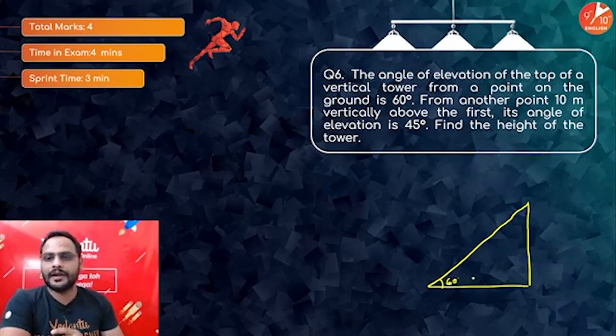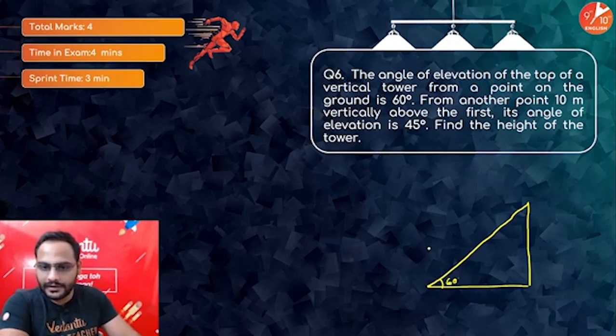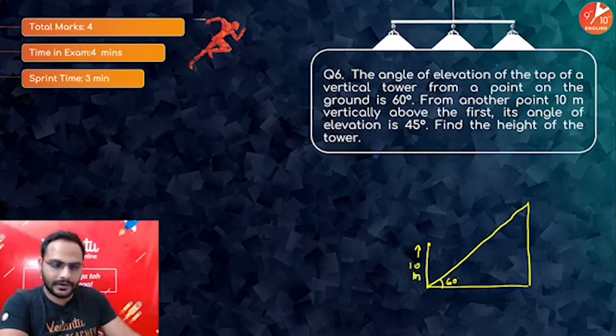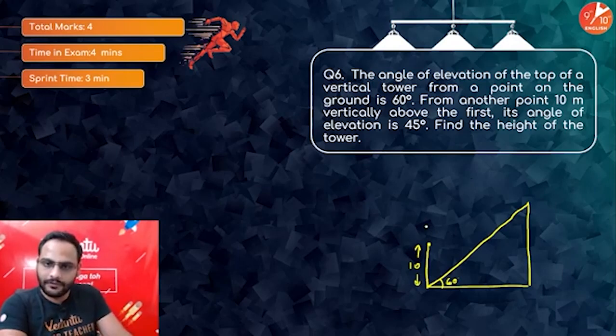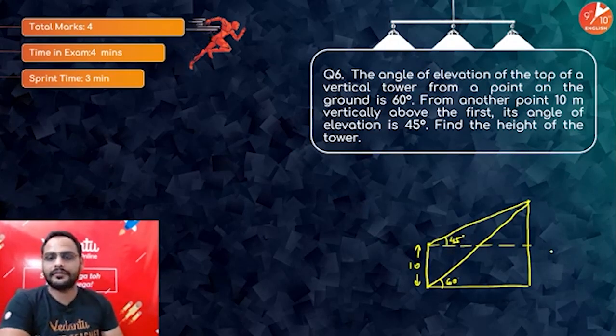Now from another point 10 meter vertically above the first, its angle of elevation is 45 degree. That means from this point, if I go 10 meter above that first point, and from there I look at the top, the angle of elevation is found to be 45 degree. Find the height of the tower.